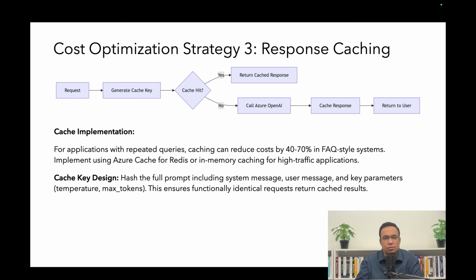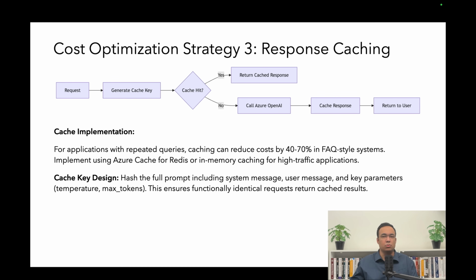For FAQ style systems where users frequently ask the same questions, we have seen cache hit rates of 40 to 70%, which directly translates to cost reduction. If your cache hit rate is 60%, you're avoiding 60% of API calls, so you're essentially reducing your cost by 60%. However, cache effectiveness varies significantly by workload. Research applications where every query is unique might only see 10 to 20% cache hit rates. User generated content applications where every request is different might see almost no caching benefit at all. So caching works best when your query distribution has repetition.